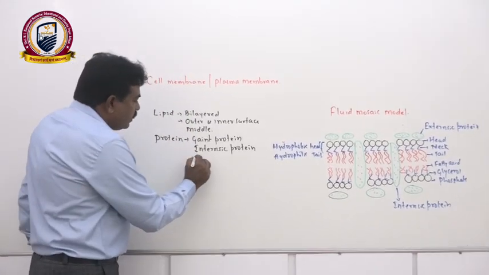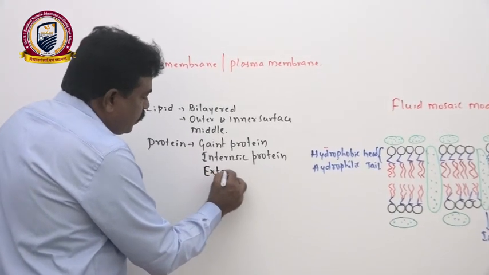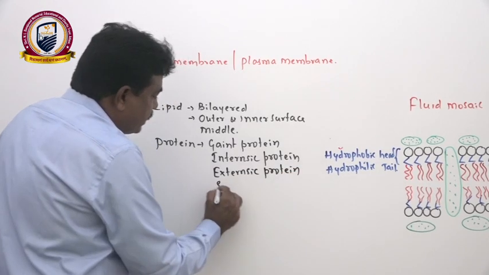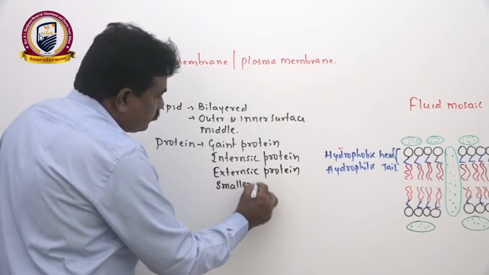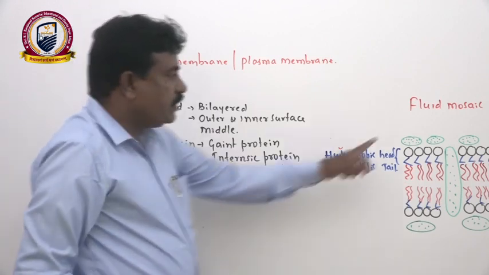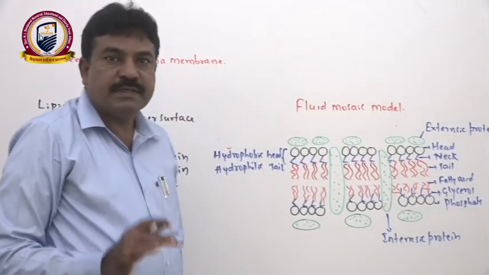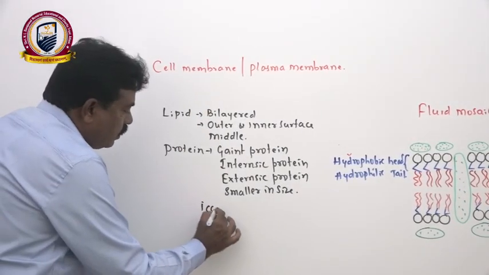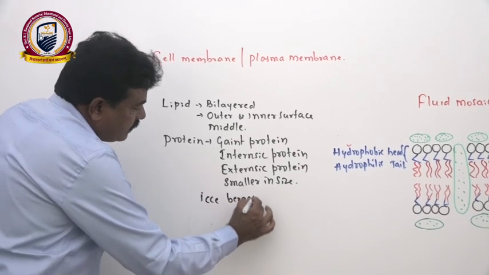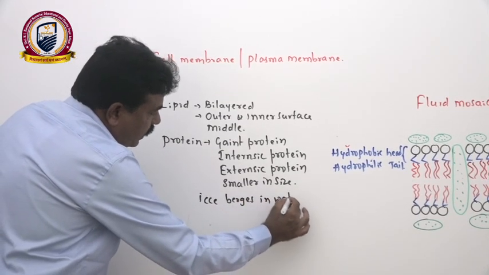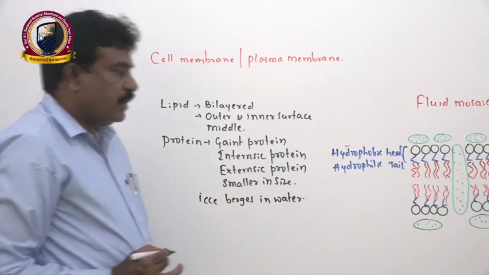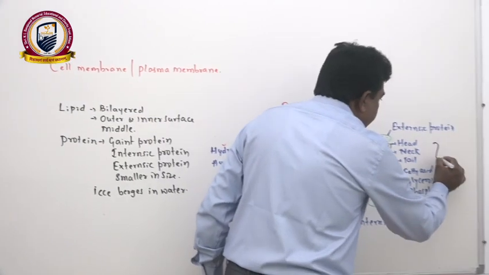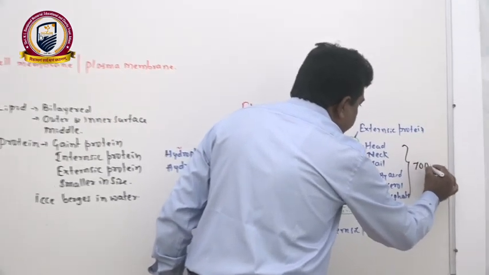At the same time, there is also an extrinsic protein, which is generally smaller in size, and it is present on the outer and inner surface. Hence, the fluid mosaic model looks like icebergs in water, and the thickness of the cell membrane is 70 angstrom units.